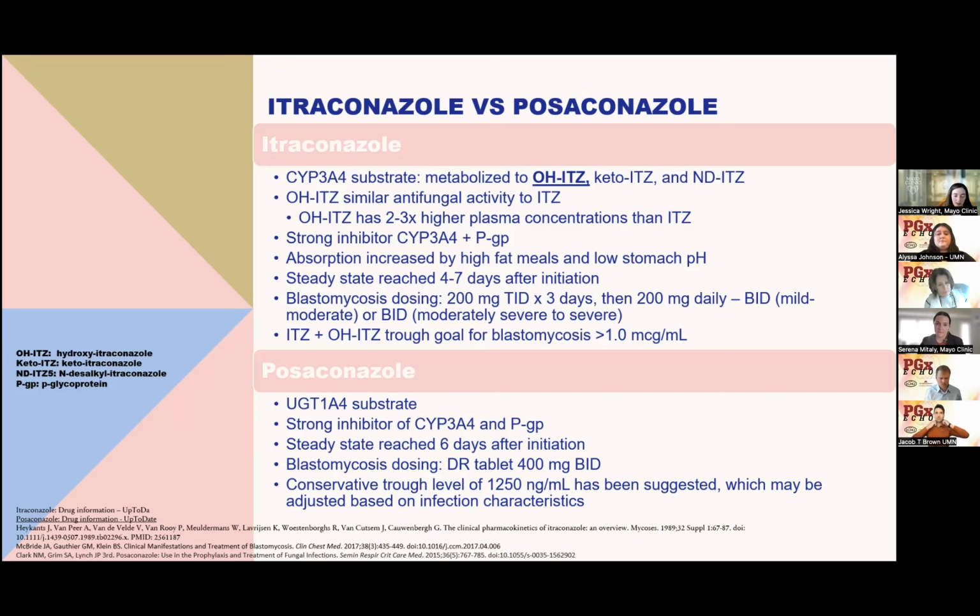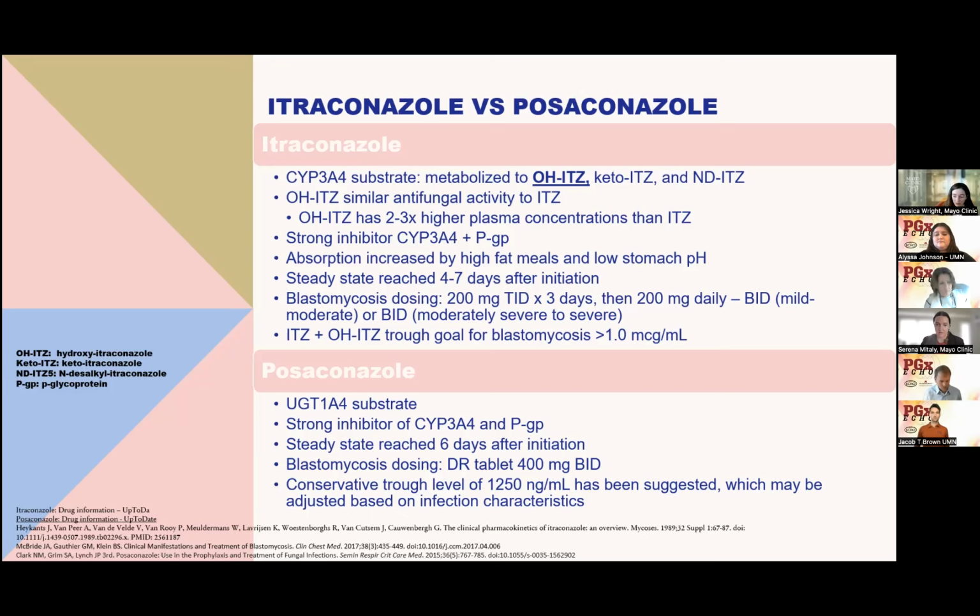For posaconazole, it's a little bit different. This drug is a UGT1A4 substrate, but like itraconazole, it is still a strong inhibitor of CYP3A4 and P-glycoprotein. So there are some differences with regards to drug interactions, and some clinicians may favor the posaconazole because of this. It's a little less complicated. The steady state is reached after about 6 days after initiation. And so that's a good time to check levels if needed.